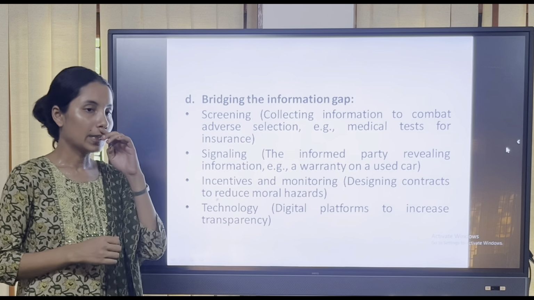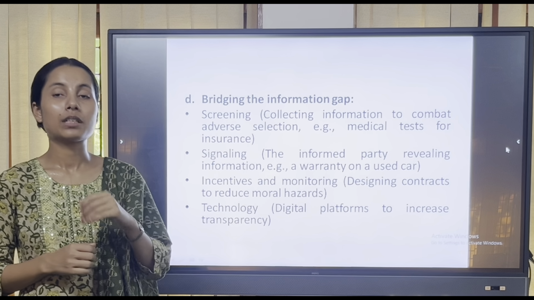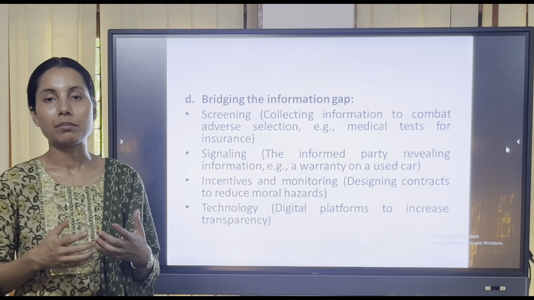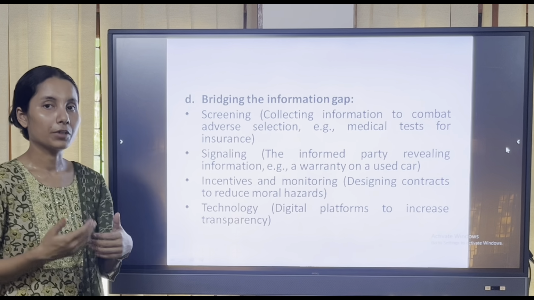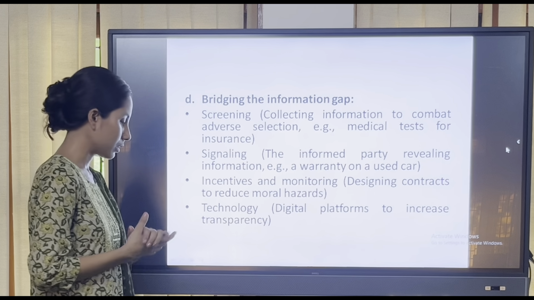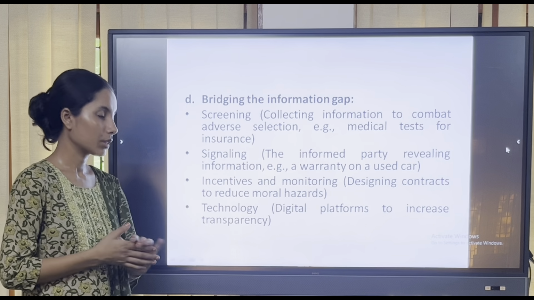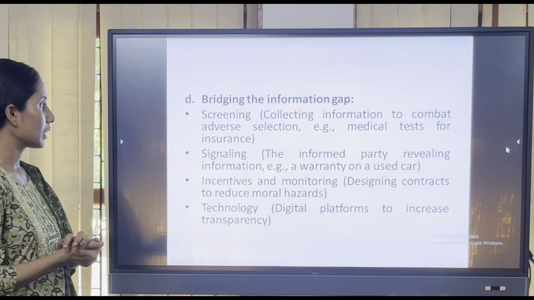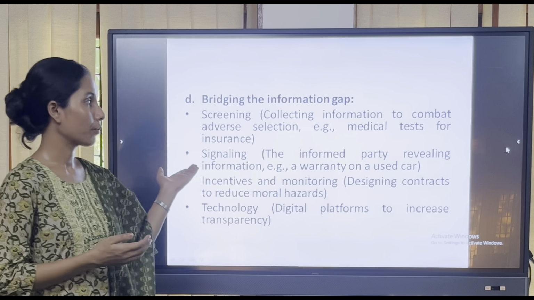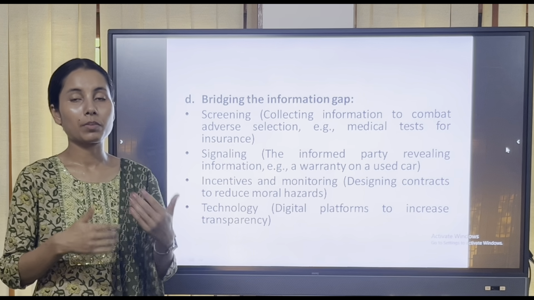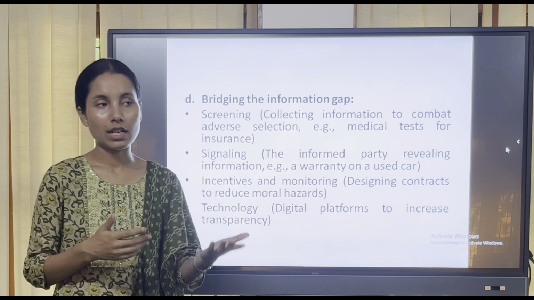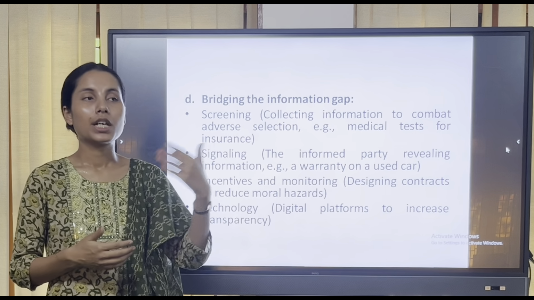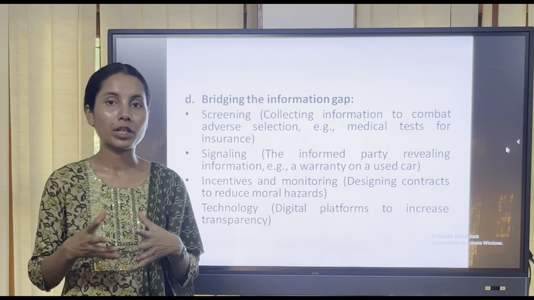Now, these problems of adverse selection and moral hazard, how can we solve them? How can we tackle them? There are several solutions or steps that we can take. For example, screening. Suppose before buying a medical insurance, the company can ask the individuals to run some medical tests, so that individuals cannot hide any information from the company.